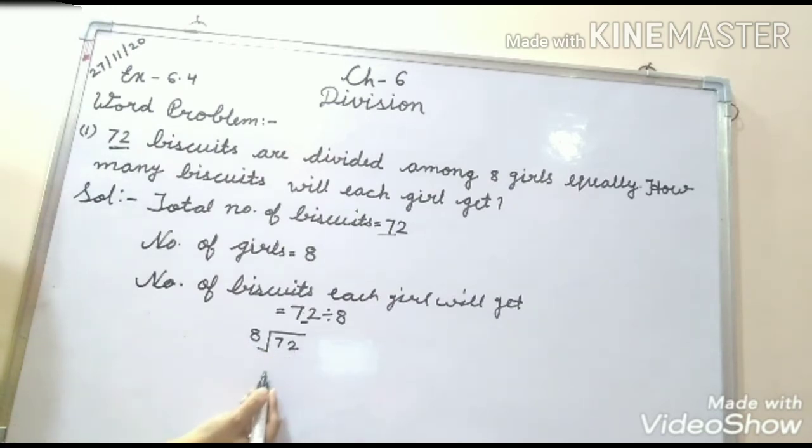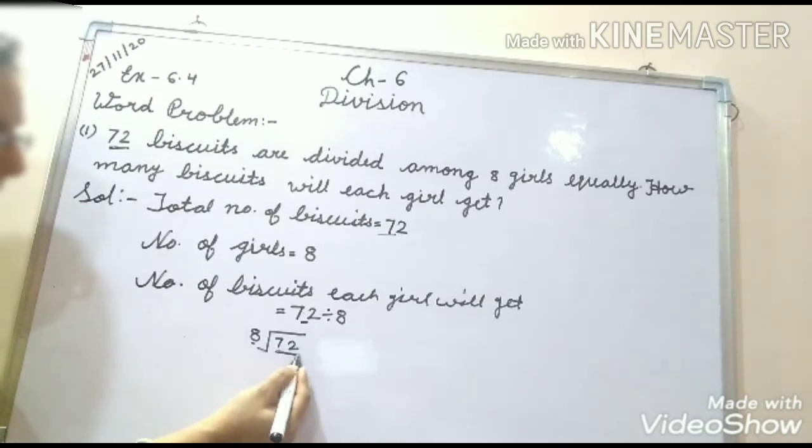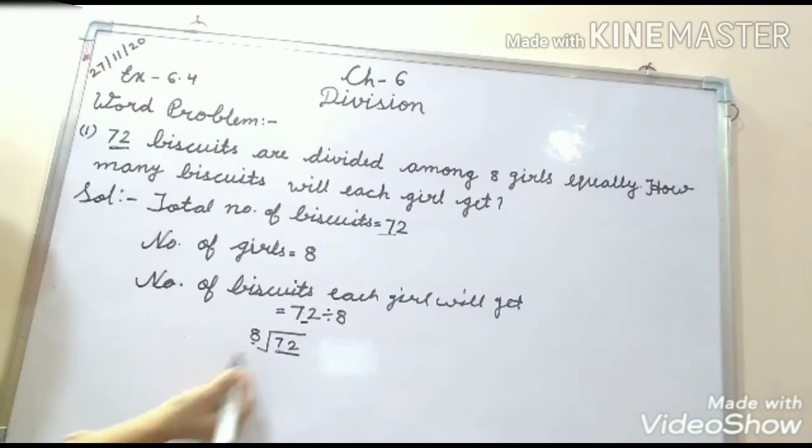After that, we have to compare the leftmost digit with the divisor. In the last class I taught you that before starting division you have to compare it. The leftmost digit is 7 and the divisor is 8. Here 7 is smaller than 8, so it cannot be divided by 8. In this case we will divide 72 together by 8.